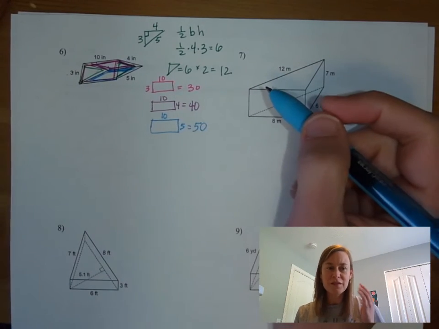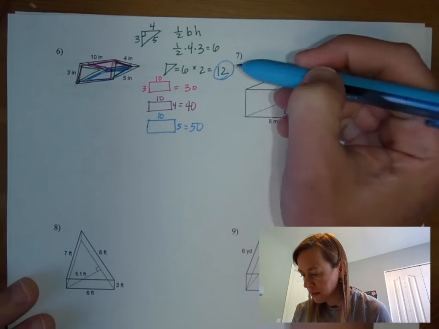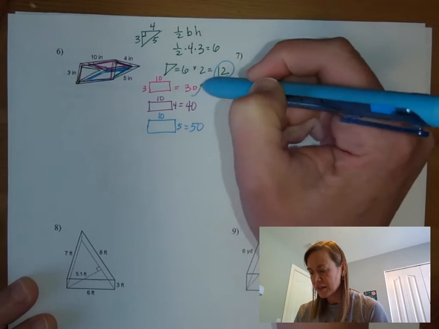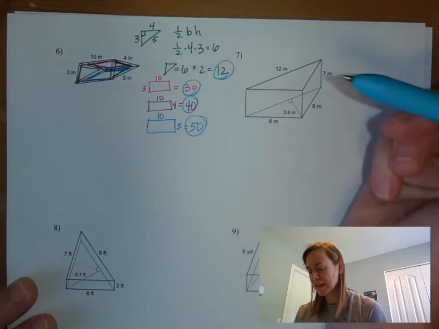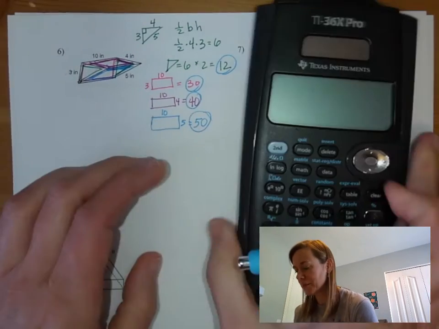Okay, so now you should have 4 numbers. You're going to have this one. This is for the 2 triangles. And then you have that side, and that side. And you're just going to add them all up.